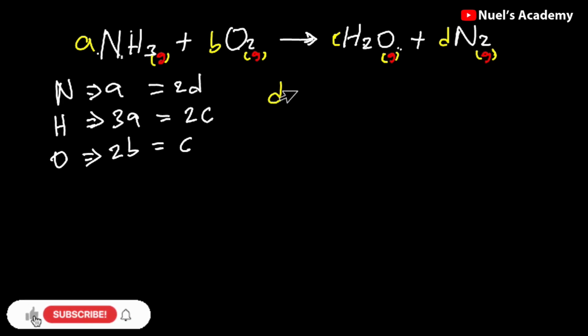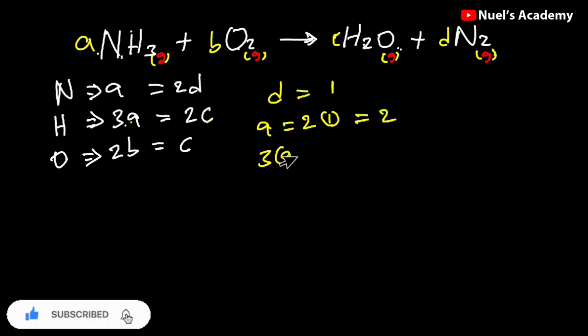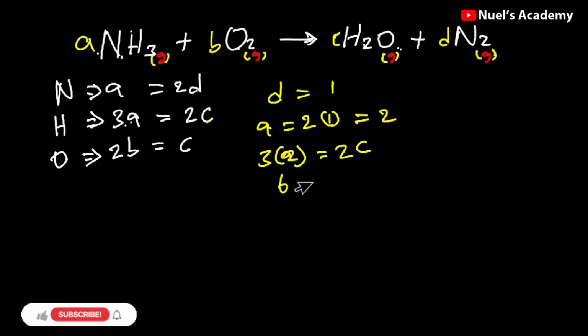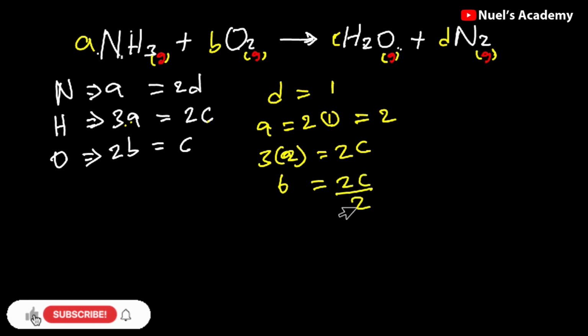If we assume D to be 1, then A will be equal to 2 times D, and D is 1, so 2 times 1 is equal to 2. Then for our C, since we have gotten A to be 2, we are going to substitute A as 2 here and solve for the value of C. So we write 3 times 2 equals 2C. 3 times 2 is 6, equals 2C. So we divide both sides by 2, so this and this will cancel. C is equal to 3.